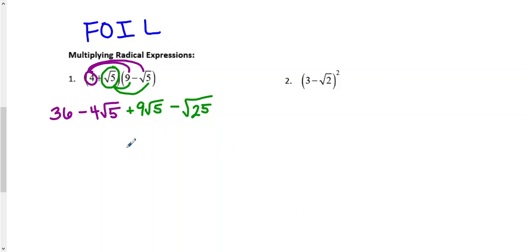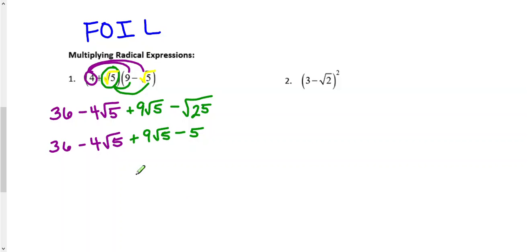Now I'm going to simplify it again. So I still have 36 minus 4 square root of 5 plus 9 square root of 5 minus 5, because the square root of 25 just equals 5. And remember that shortcut. Anytime you do a square root times a square root, that square root sign goes away, and you are just left with the number underneath.